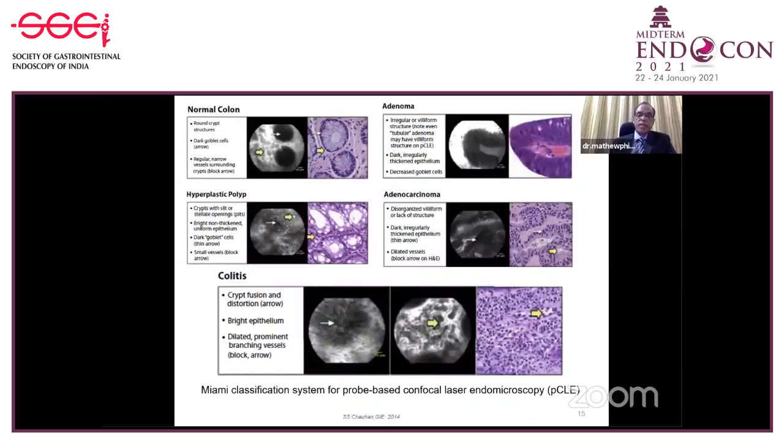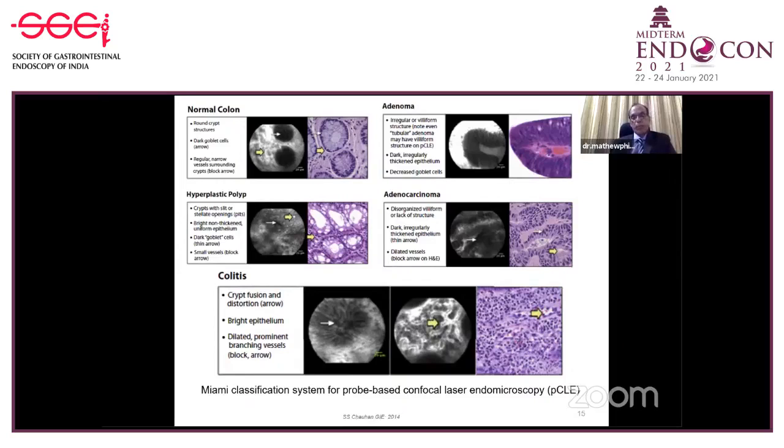And you can actually, there are different classifications. The most popular is the Miami classification for the confocal laser endomicroscopy, especially for colonic lesions. And you have enough changes on this laser endomicroscopy by which you can say probably this is malignant, it's non-malignant, this is neoplastic and non-neoplastic. And even you can identify inflammation.